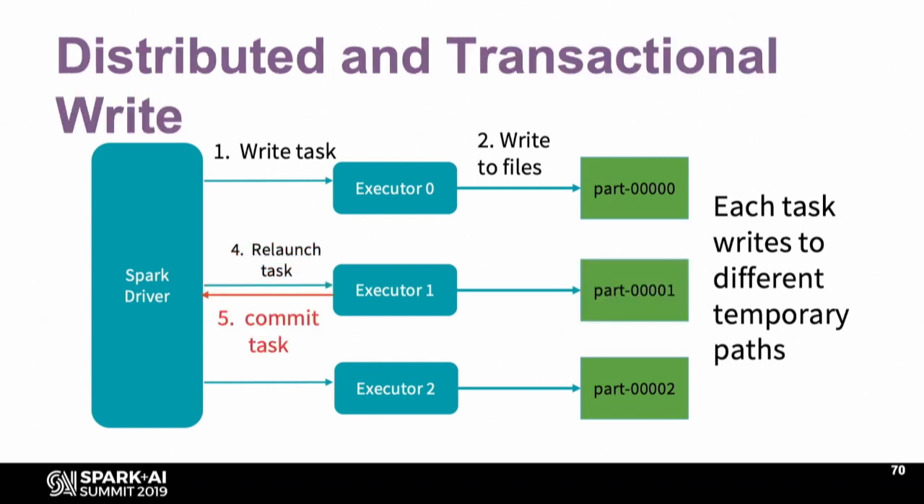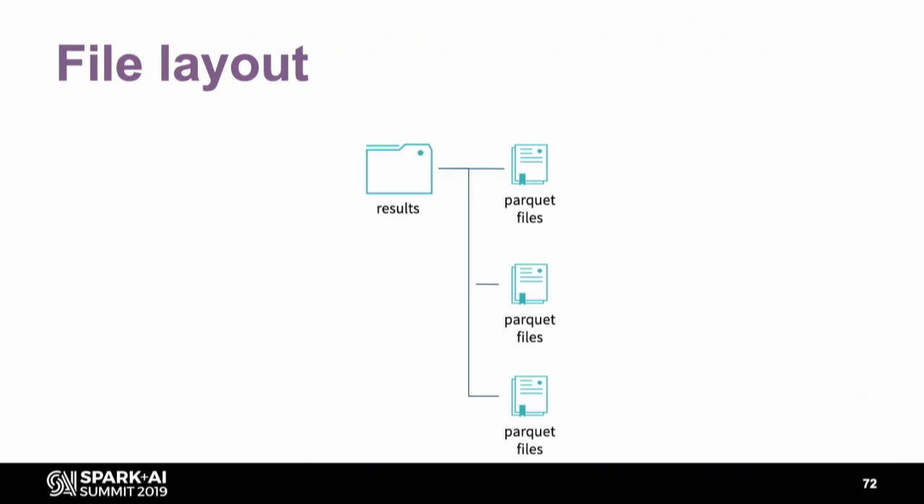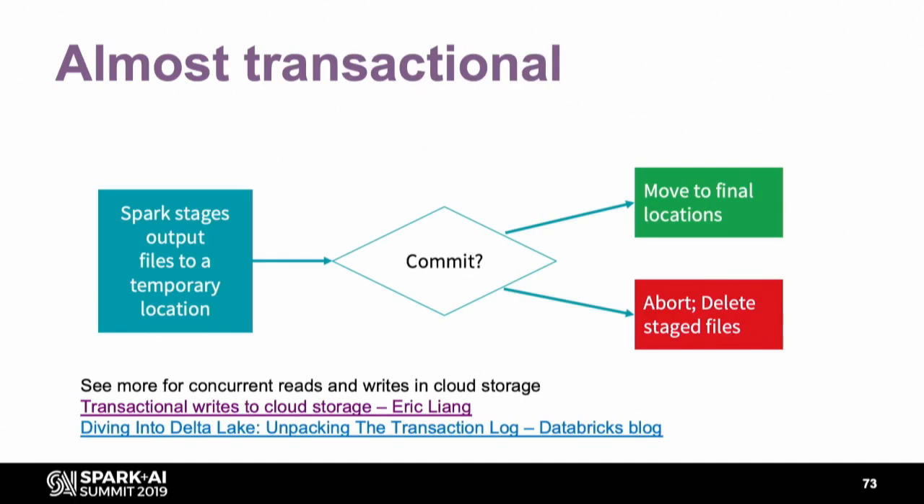After all tasks are completed, the driver will commit the job. This is the final data layout. All Parquet files will be moved under the result path. In brief, Spark stages the output files to a temporary location. If a task fails, the temporary output will be removed. And if it succeeds, it will be moved to an upper level directory. This is almost transactional.